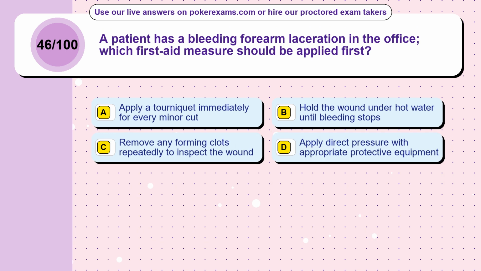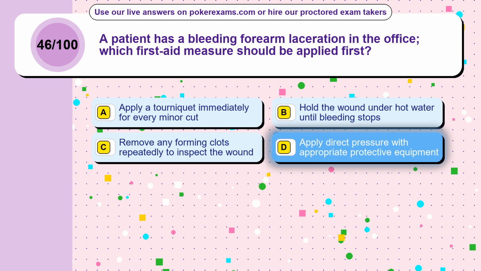Question 46. A patient has a bleeding forearm laceration in the office. Which first aid measure should be applied first? Option A, apply a tourniquet immediately for every minor cut. Option B, hold the wound under hot water until bleeding stops. Option C, remove any forming clots repeatedly to inspect the wound. Option D, apply direct pressure with appropriate protective equipment. The correct answer is option D, apply direct pressure with appropriate protective equipment.